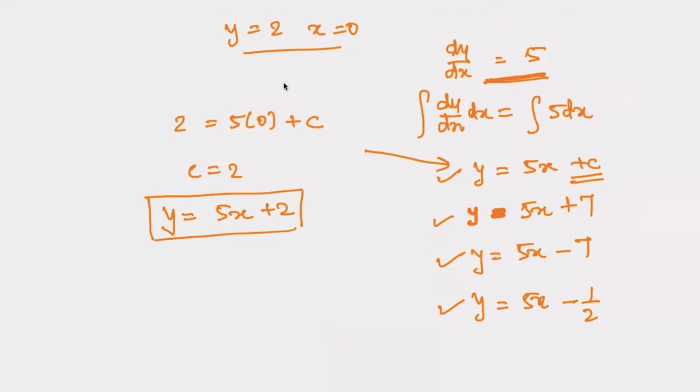Now over here, you are not getting all the equations of lines with slope 5. You are getting a particular equation of line whose slope is 5 as well as y-intercept is 2. But when you write y equals 5x plus c, with c constant, this represents a family of lines whose slope is 5, but we don't know the y-intercept. So there are so many possibilities.